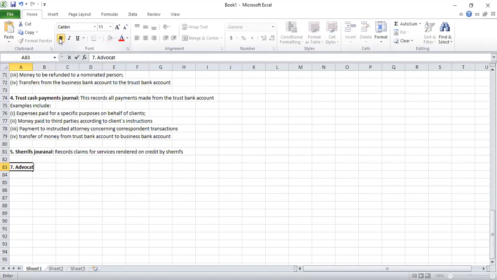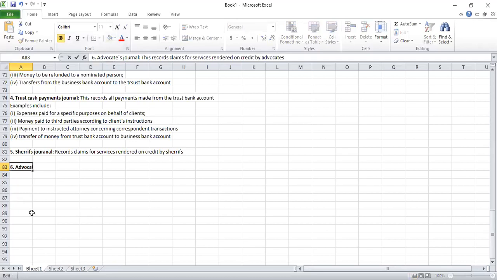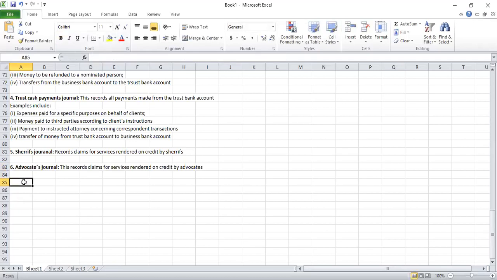Advocates journal. Right. This records claims for services rendered on credit by advocates. So if there are any services that are rendered on credit by advocates, then you would record them in the advocates journal. As I said before, this is number 6. The sheriff and advocates journal, it's not all law practitioners that keep those ones. If they are not kept, the transaction will be recorded in the general journal.